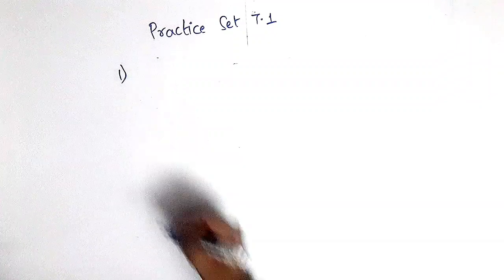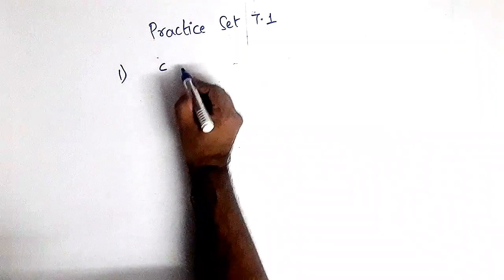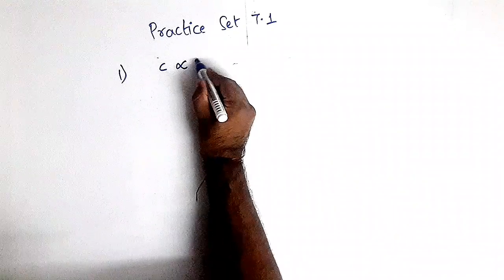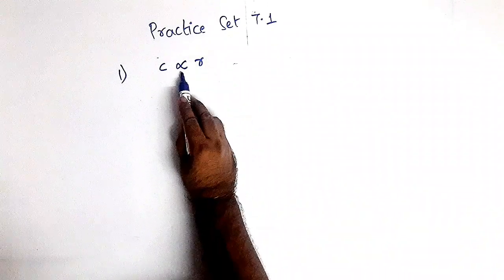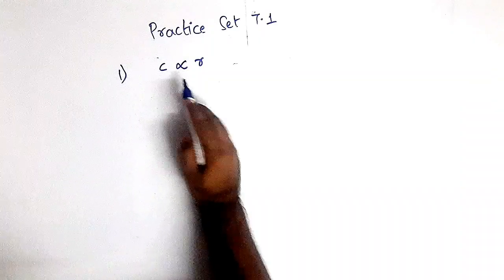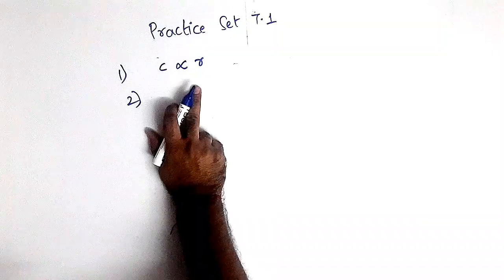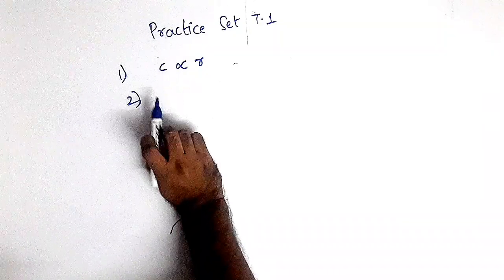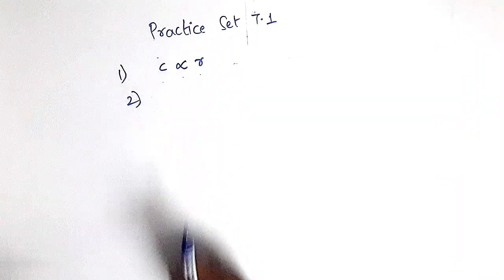So the first one they have asked is, circumference of circle is directly proportional to radius. So they have given the letter C is directly proportional to R. Now here you will use the letter alpha. This is alpha, a Greek letter. This is how we write direct variation. We'll read it like this: C is directly proportional to R.